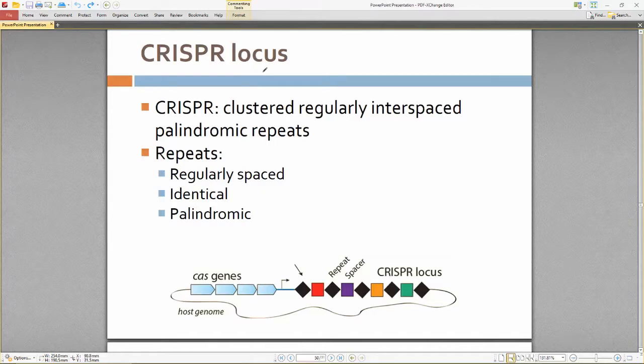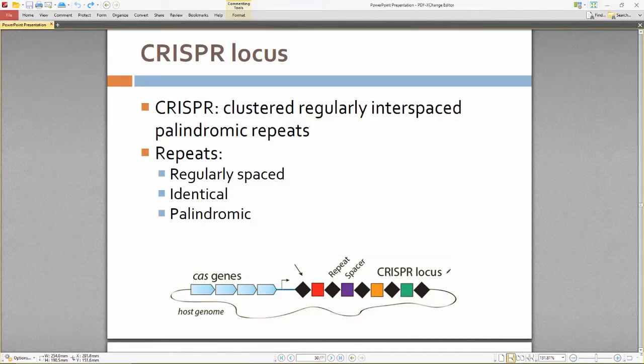I don't know if you guys have learned what loci or locuses are, but it just refers to a specific location on the DNA. That's what locus means. It's a location, pretty much. And CRISPR is actually an acronym. CRISPR stands for Clustered Regularly Interspaced Palindromic Repeats. It's really long, but basically they're repeats on the DNA. At this CRISPR locus, they are repeats of DNA where they are regularly spaced, they're identical, and they're palindromic.